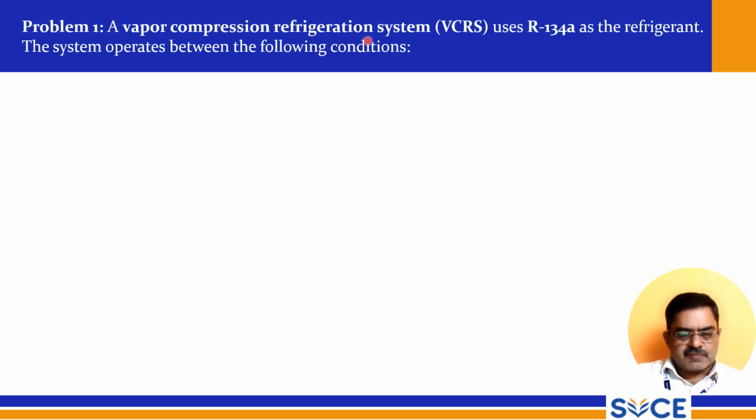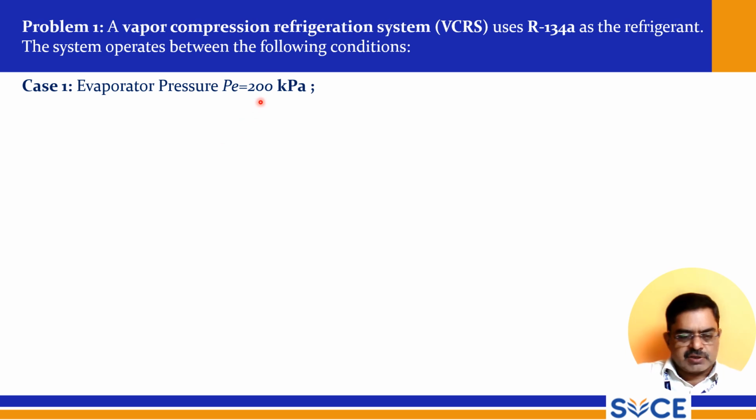A vapor compression refrigeration system, in short called VCRS, uses R134A. So the refrigerant type is R134A, and we have seen the different types of refrigerants in our earlier unit. With this clue we have to find the enthalpies from refrigeration tables for this particular refrigerant. The system operates between the following conditions. So there are two cases given here.